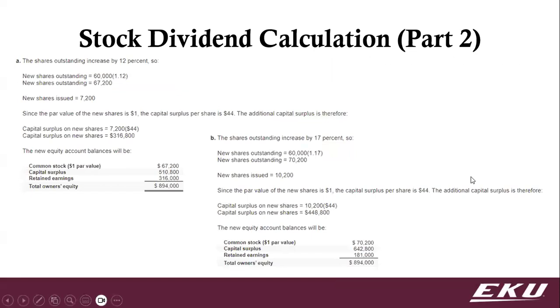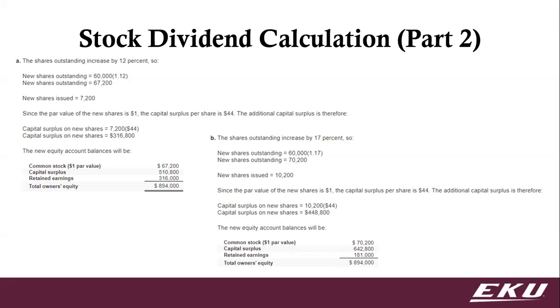So on the 12%, the number of shares outstanding will just be 12% more. Right. And so since we have to issue those additional shares, the par value is $1 a share, so that would go up by that amount. And then it sells at 45. So if $1 is the par value, the 44 remaining dollars per share must be that capital surplus.